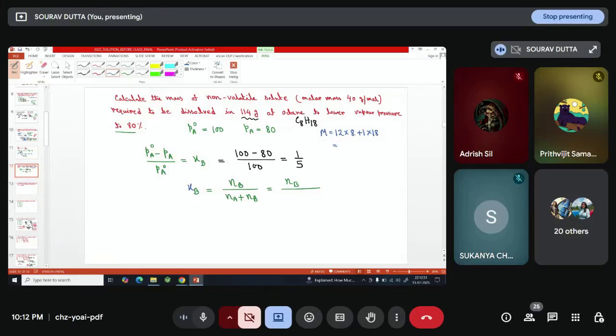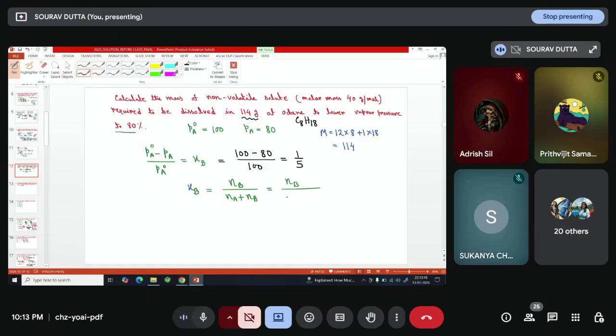So 108, 118, 28, what is the value? 114. 8 times 7 is 56, 8 times 9 is 72, 106 and 116... yes, 114. It is the molar mass of C8H18. Mass is given, 114 gram. For your calculation it will be very easy.